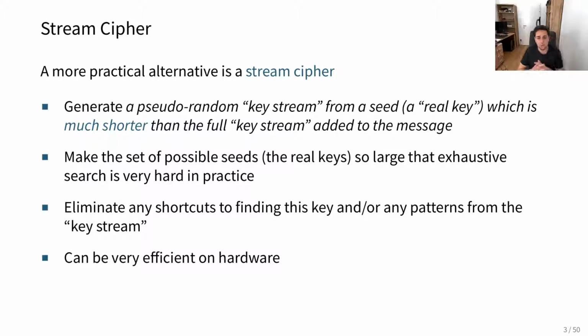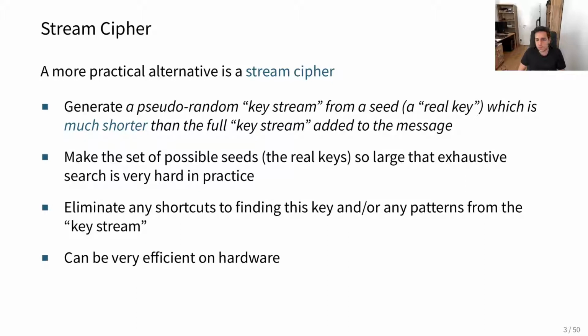So what we can do is we can think about this problem differently. We can try to generate a pseudo-random key stream. So this is not really random. This is not something we choose as being random, but it's pseudo-random. So we can basically try to generate a very long pseudo-random key stream from a seed. And maybe some of you have already heard about this term seed. And in this case, in the case of a stream cipher, it's a real key.